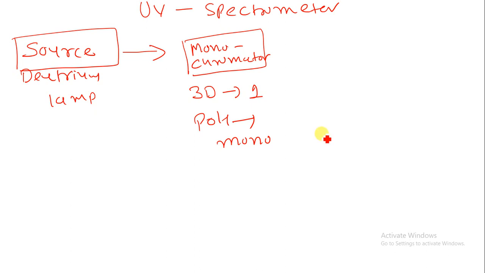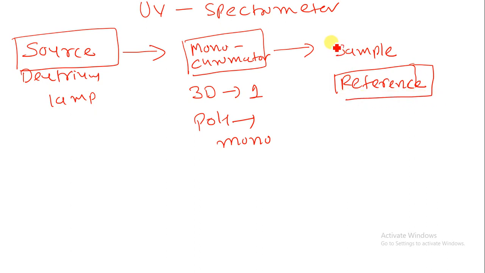Now this UV radiation passes through the monochromator, and after that it falls onto a sample tube. Here we have a sample tube as well as a reference. We have one tube that holds the reference, and a second one that is the sample tube.